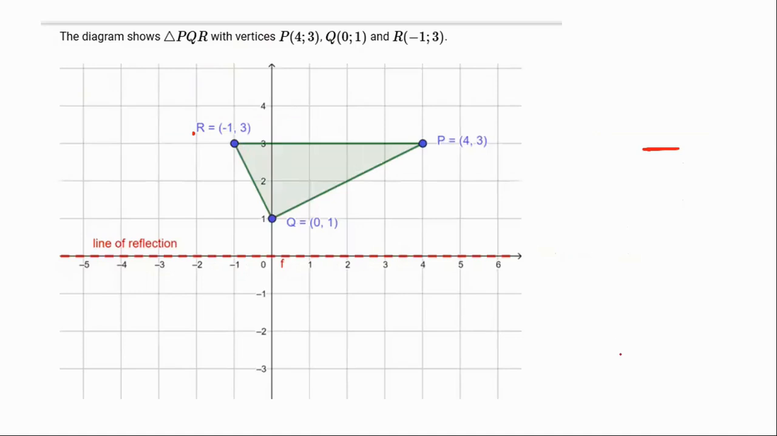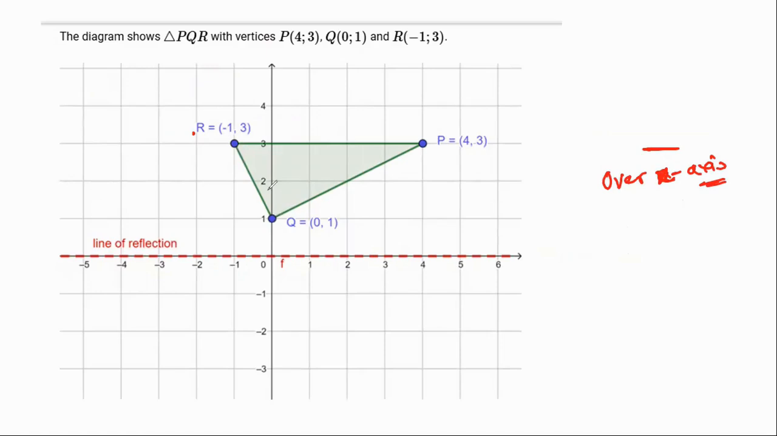So let's say this is my question. There is a triangle PQR with the coordinates given, and we have to reflect, let's say, across the x-axis. Okay. Over the x-axis, we have to change. So what are the coordinates? Coordinates we have to remember. We have to see the coordinates. Very important for the translation also, and for the reflection also, and for the rotation also.